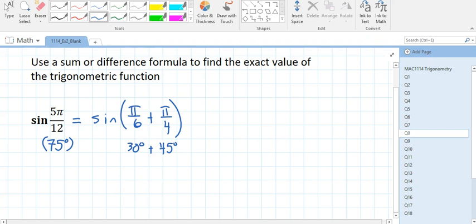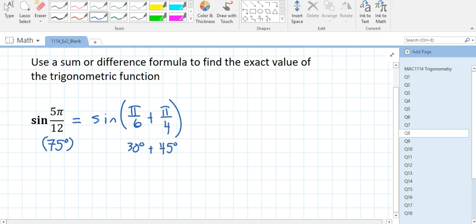Any way that you can get 75 degrees or 5 pi over 12. You can do subtraction for this. There's nothing wrong with that. Okay? There is a way to use subtraction to get to this answer. Any questions so far?